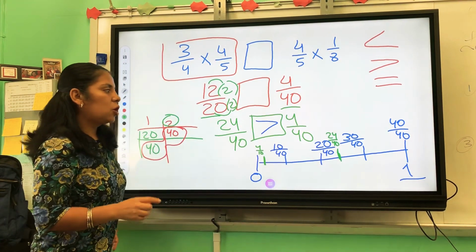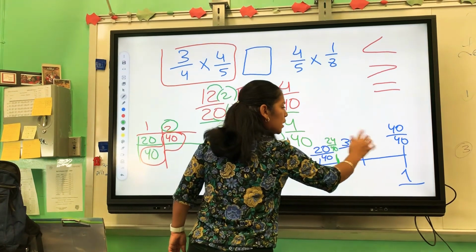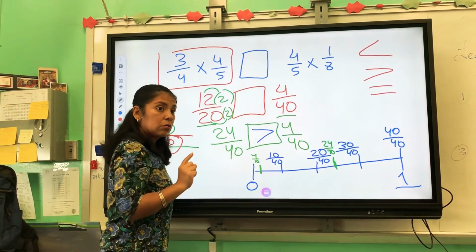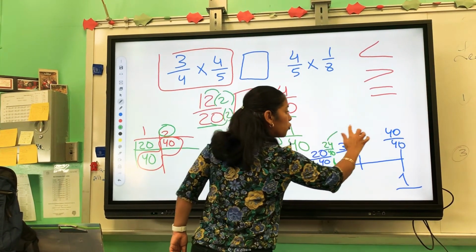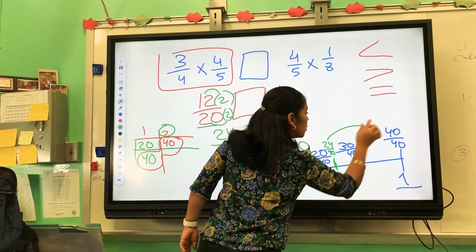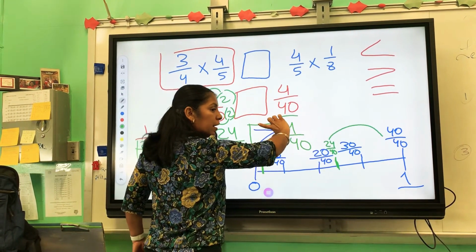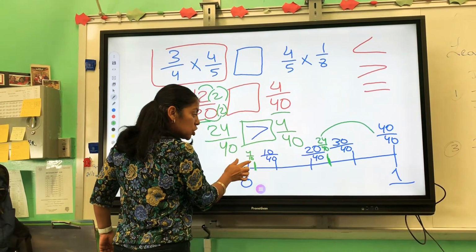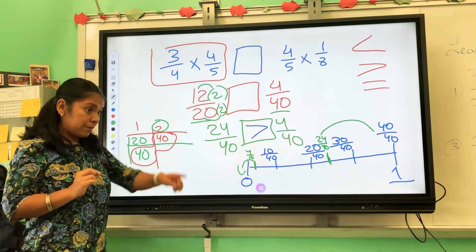Which means, if you look at it, the 24/40, is it closer to my 1 or is it closer to my 0? Closer to your 1. Closer to my 1. And that is why 24/40 is what? Is greater than 4/40, which is closer to 0.